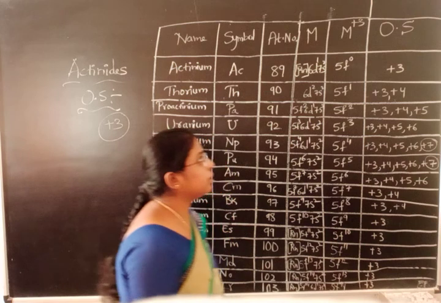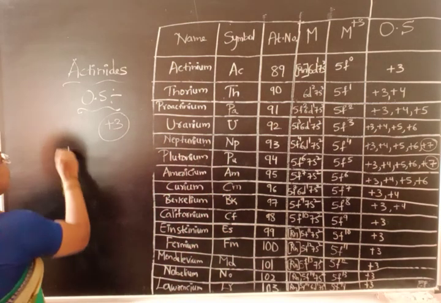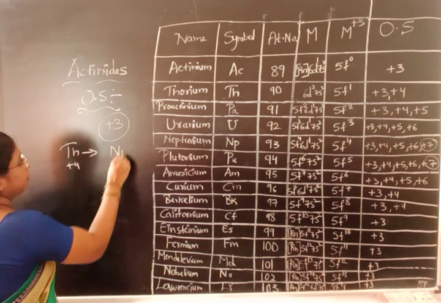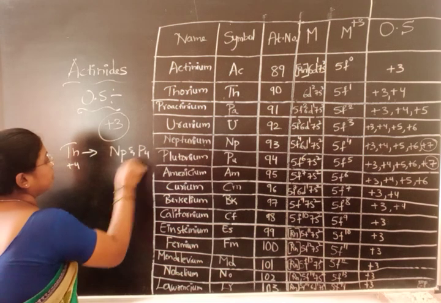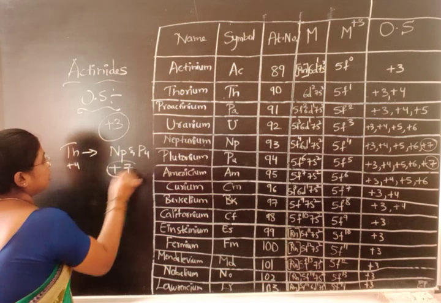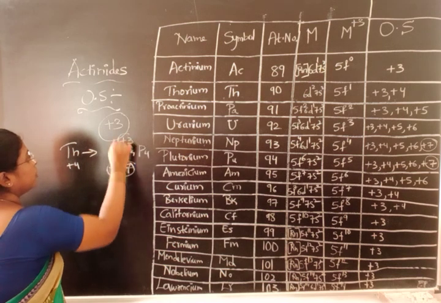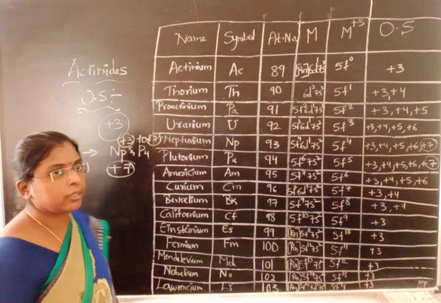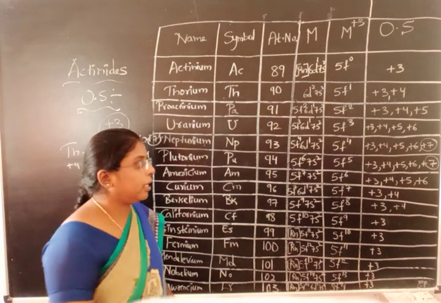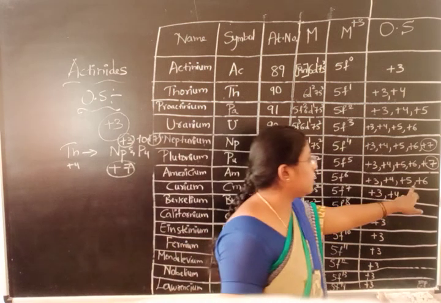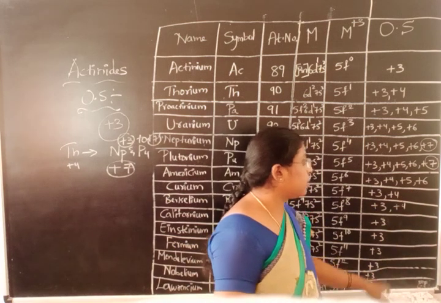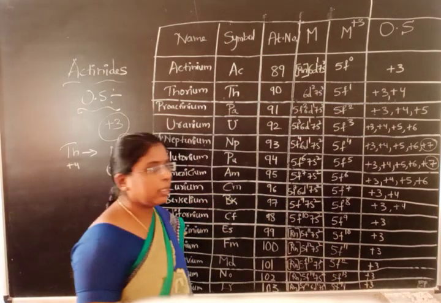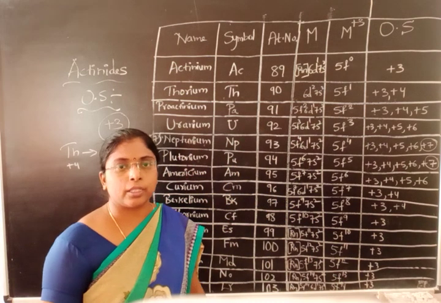When you move from thorium with oxidation state +4 up to neptunium as well as plutonium, both exhibit oxidation states ranging from +3 to +7. They have a maximum oxidation state of +7. Later on, there is a decrease in the oxidation state after plutonium. Here the oxidation state you will observe is a variable oxidation state.